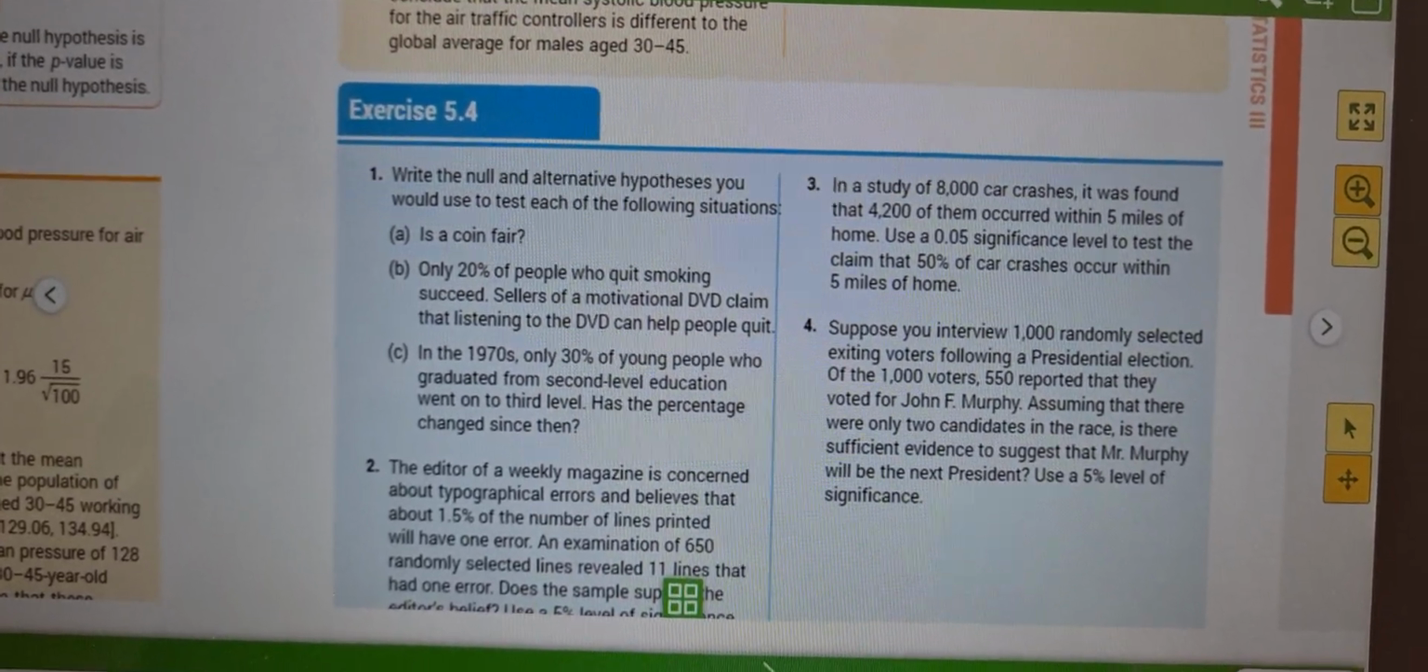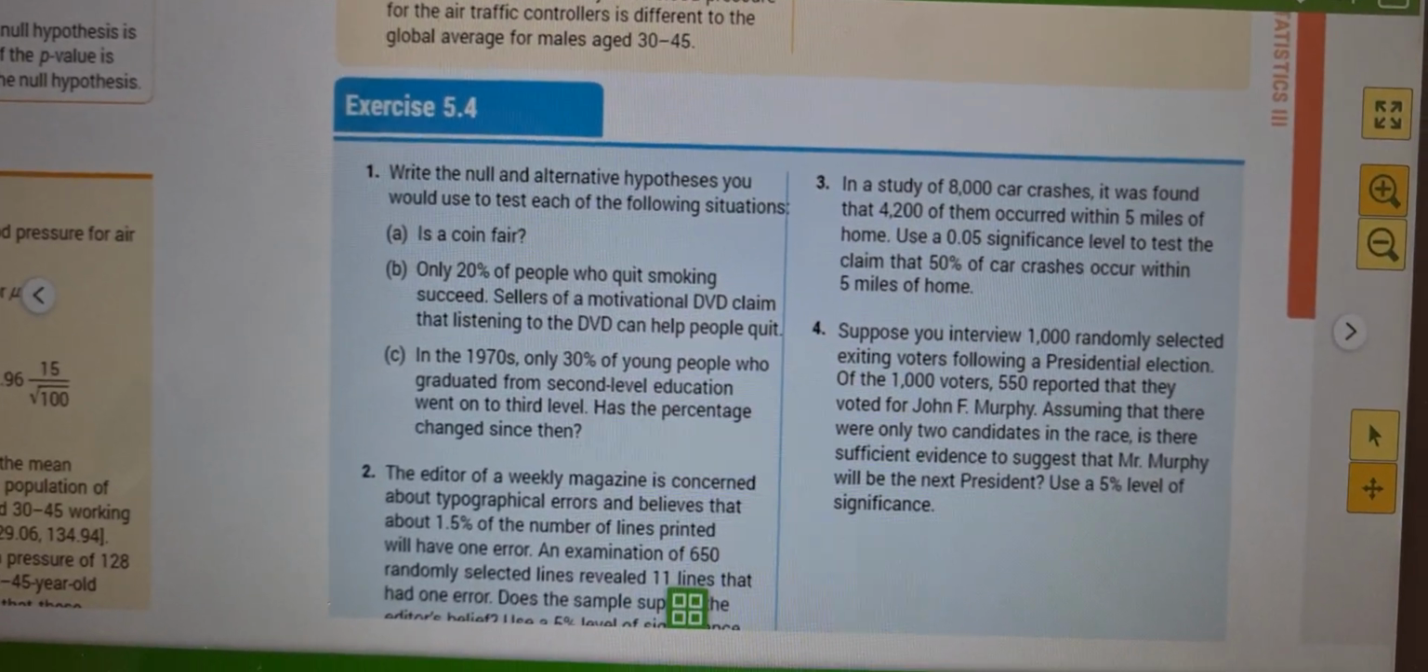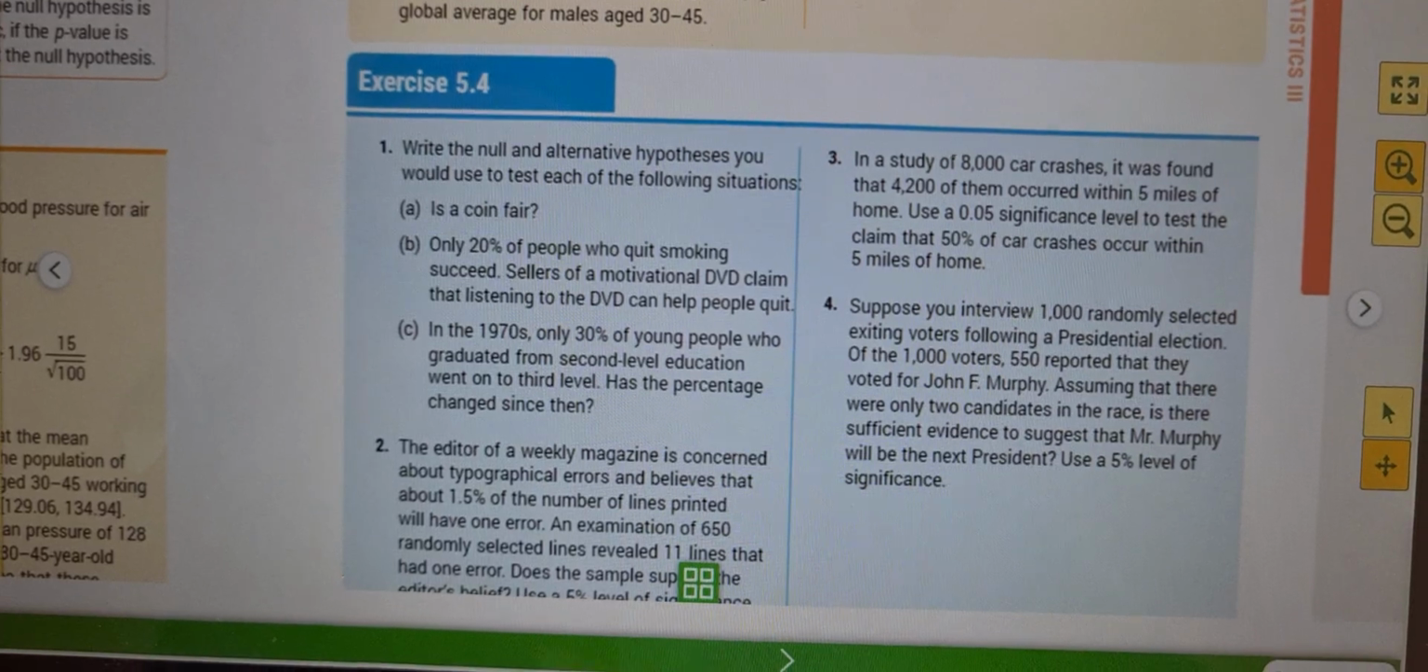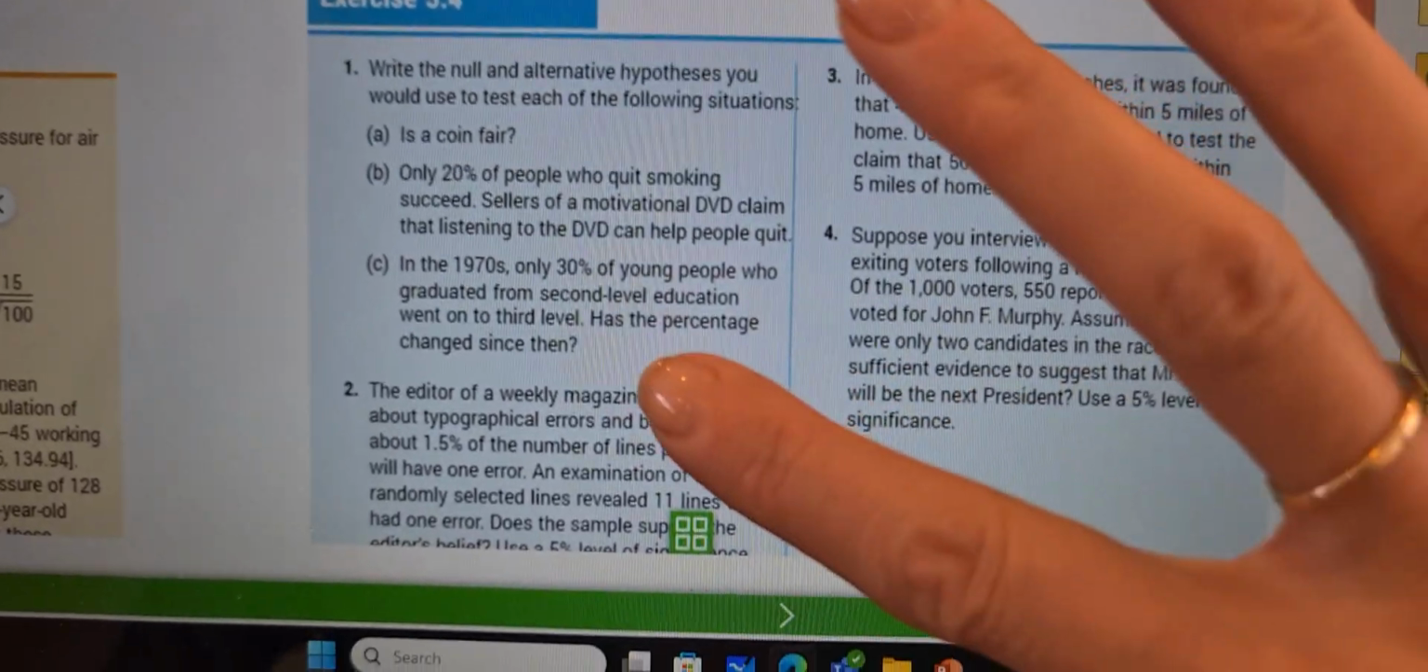So these are the solutions to hypothesis testing for means and sample proportions. So question 2 is the first one.